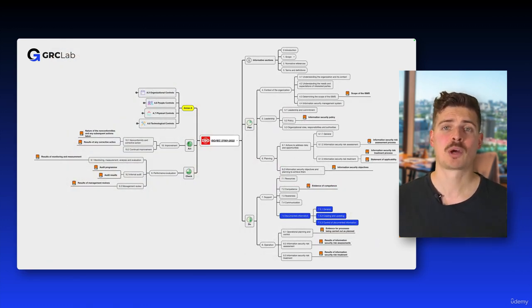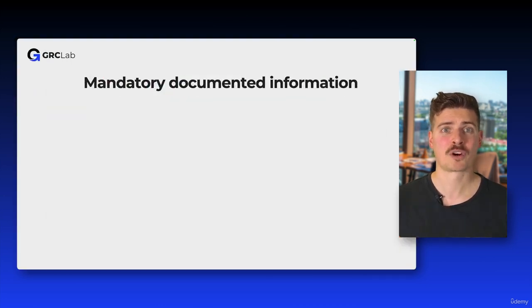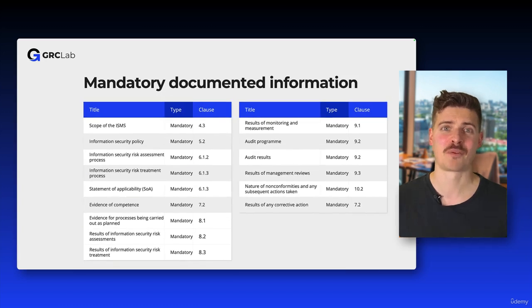Now, this mind map shows every piece of documented information that is explicitly required by the standard. This means if you want to be compliant with ISO 27001, this is the bare minimum of what you must present at the time of your certification audit. For better readability, here it is in the form of a table.